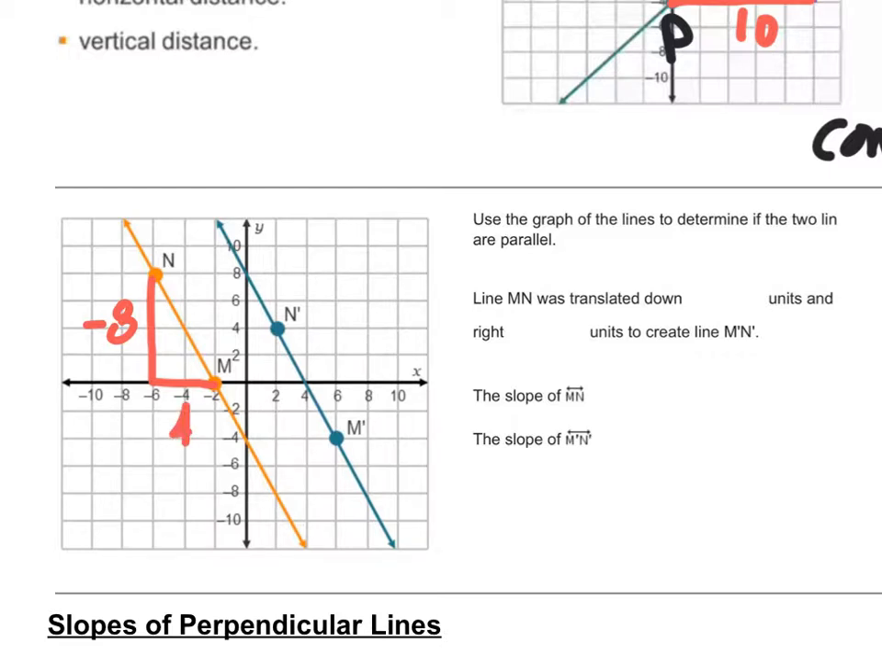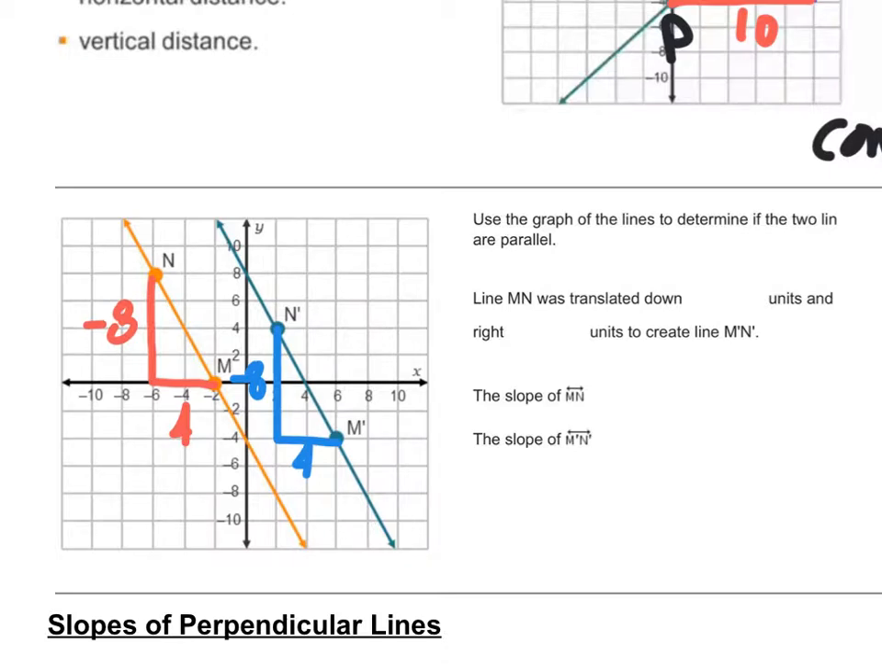Okay, and I'm going to do the same thing over here with this one. I'm going to go down and then over. My vertical change, again, was a -8, and my horizontal change was a +4. So the slope of that line MN has a slope of -8 over 4.